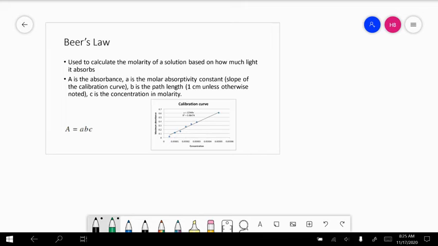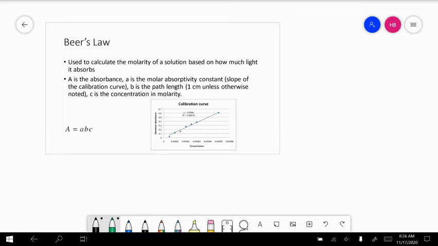Okay, AP Chem, let's talk about a concept that seems a little bit like a stand-alone unit, but it has to do with concentration. In a laboratory situation, you could determine the concentration of a particular substance based on how much light it absorbs or transmits.